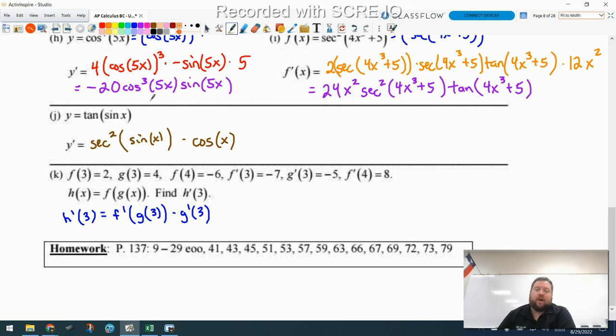Now we're going to start grabbing numbers from our list of values up here. We have f prime of g of 3, and hopefully they told us up here, there it is, 4. And then g prime of 3, they told us right there is negative 5. I have one more value I need to grab: I need to know f prime of 4. Right there is 8. So I have 8 multiplied by negative 5, so my answer is negative 40.